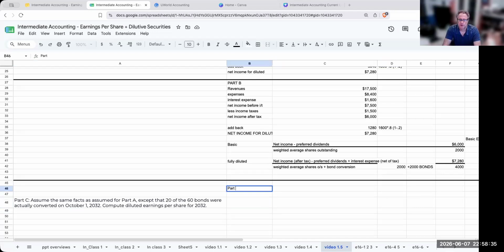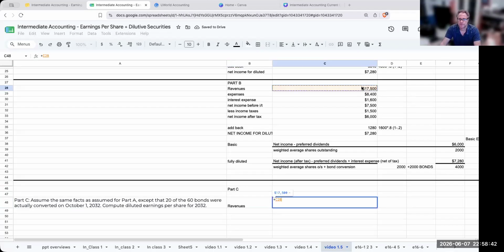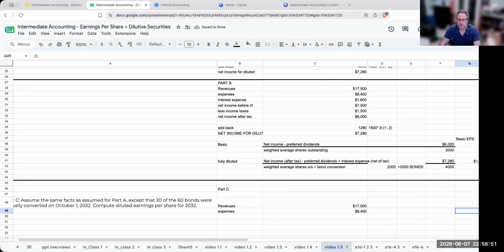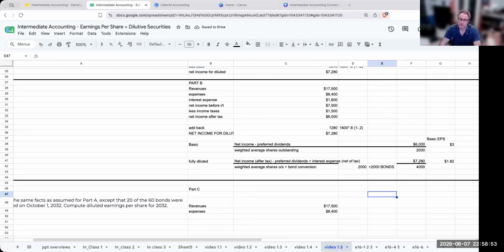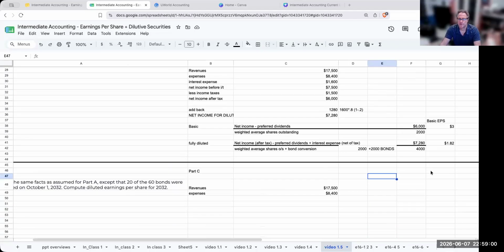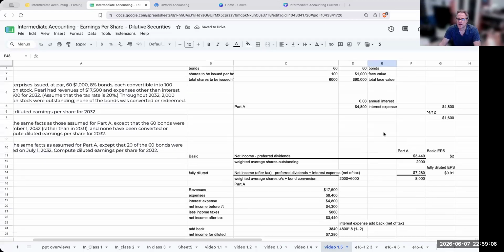Okay. So part C. My revenues are going to be exactly the same. My expenses are going to be exactly the same. But now when it comes to the interest, it's going to be a little bit different. For my interest, I want to split this up. So I'm going to have 40 bonds at $1,000 face value.